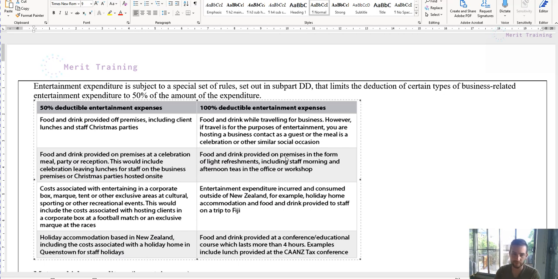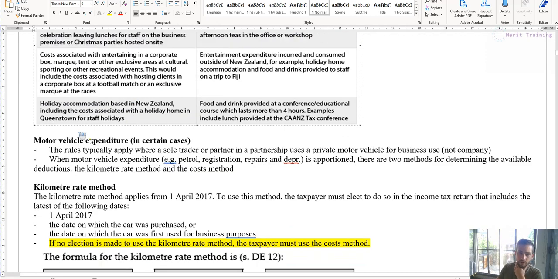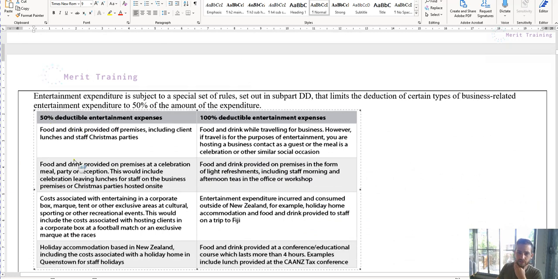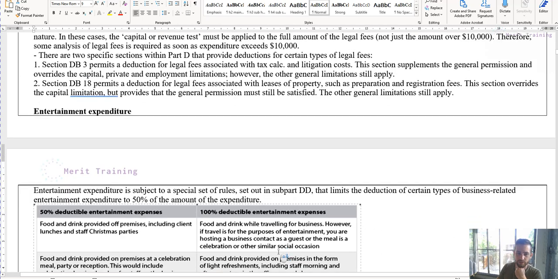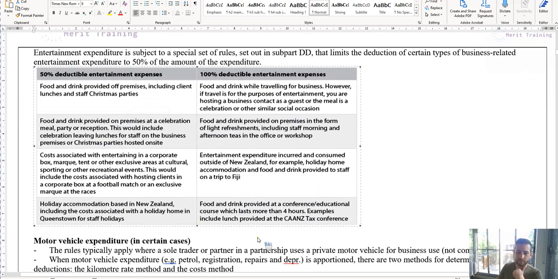So all the examples I mentioned before: parties, fun, entertaining clients, team building, things like that. So you need to consider what is entertainment. But basically, these specific examples are 50% deductible, and these ones are 100% deductible. These are specifically defined. So 50% deductible ones are food and drink provided off premises, like a Christmas party, food and drink provided on premises, like a corporate box, holiday accommodation. These are all 50% deductible.